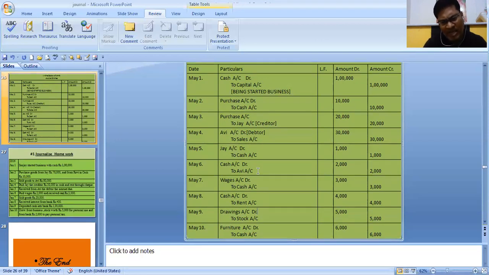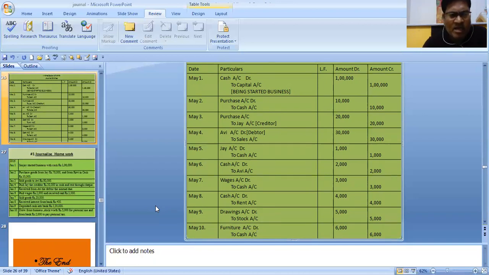Just simply being cash received. We should write customarily with the word being, and we should give it in brackets. Wages paid, so being paid wages. Cash to rent means we have received rent. So being cash received, being rent received. Then drawings to stock, being drawings of stock, being proprietor drew stock. Then furniture to cash, being furniture purchased in cash. So these are the 10 entries I have given you, students.